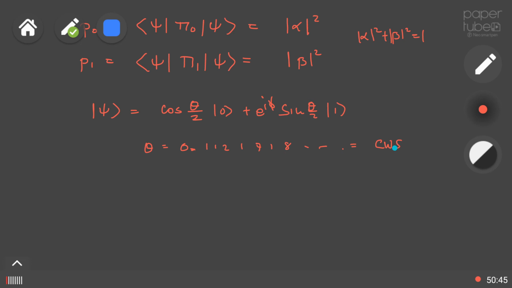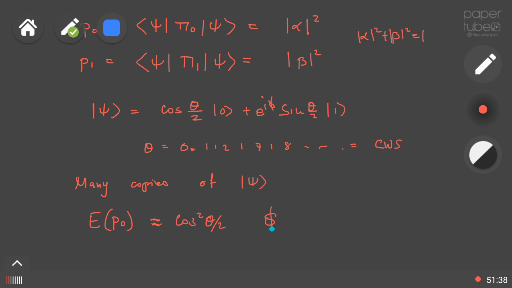Or if I have, let's say, many copies of psi, then I can do many measurements on psi and I can estimate. So in other words, every time I make a measurement, I have some probability of getting state 0 or some probability of getting state 1, which is given by alpha square and beta square. So what I do is I do many measurements, and after doing many measurements, I have a pretty good estimate. So I have an estimate for P0, which is going to go like cosine square of theta over 2.